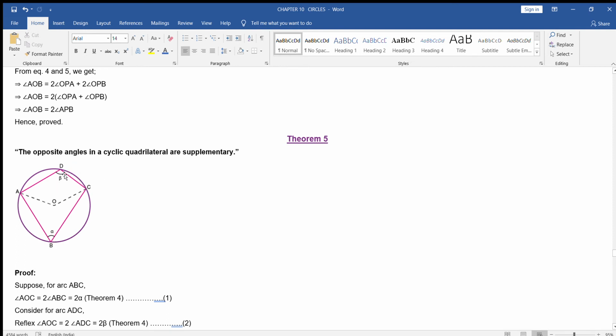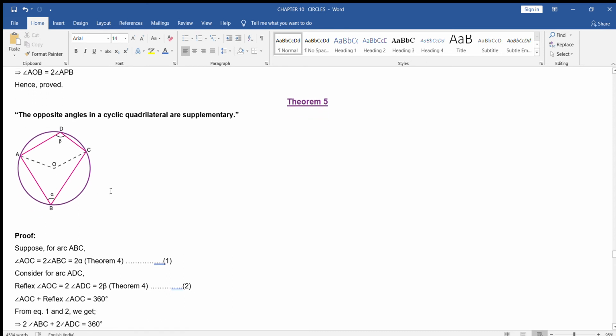So here we have to prove that this one, we have assumed it as alpha and this as beta, you can assume it as x or y. So the sum of alpha and beta is equal to 180. This we need to prove. Okay, now what we have assumed is that this ABC is an arc. If this one is an arc, then the angle AOC, this one, is twice of alpha. Okay, from the previous theorem.